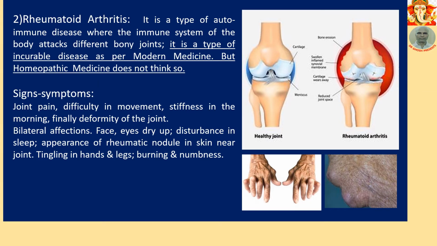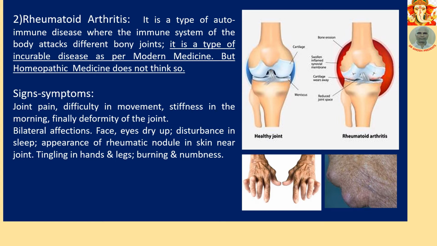Number two, rheumatoid arthritis. It is a type of autoimmune disease where the immune system of the body attacks different bony joints. This is a disease when the immune system has been deformed. Your own immune system is attacking your body. It is a type of incurable disease as per modern medicine, but homeopathic medicine does not think so. In homeopathy, we can treat rheumatoid arthritis covering the totality of symptoms.